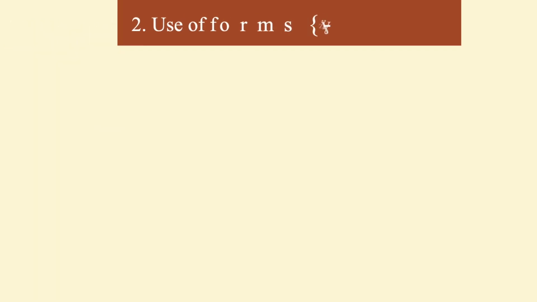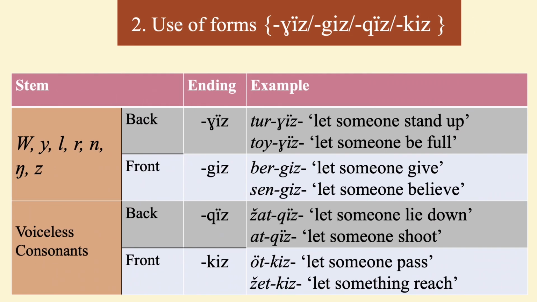The endings gız, giz, kız, kiz occur in these situations. Specifically, the gız and the giz appear if the verb stem ends in u, i, l, r, n, ng, z, depending on the back or front syllable distinctions. Example, torguz, let someone stand up. Toyguz, let someone be full. Birgiz, let someone give. Singiz, let someone believe.